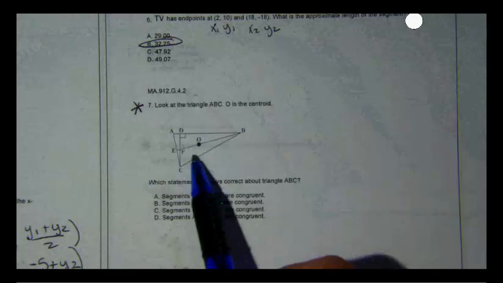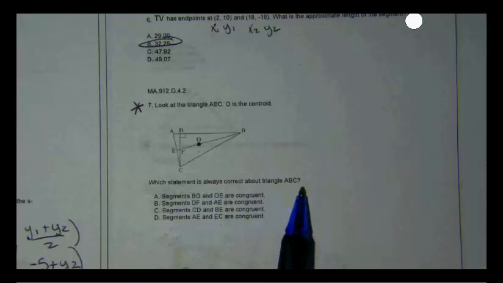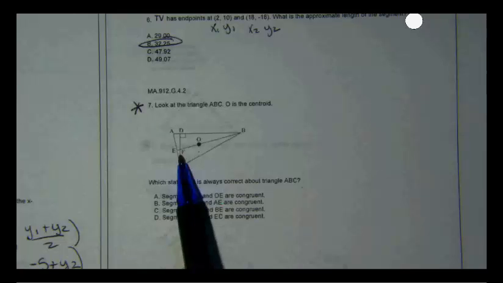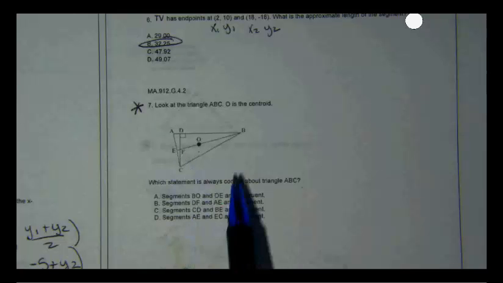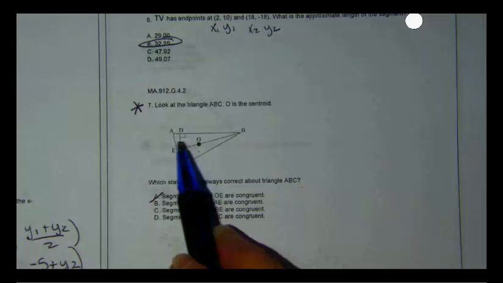Okay, we have a centroid. What statement is always correct about triangle ABC? Okay, well we have BO and OE. That's not true because the centroid is the 1 to 2 thing, right? So it can't be A. DF and AE are congruent. Have no idea.